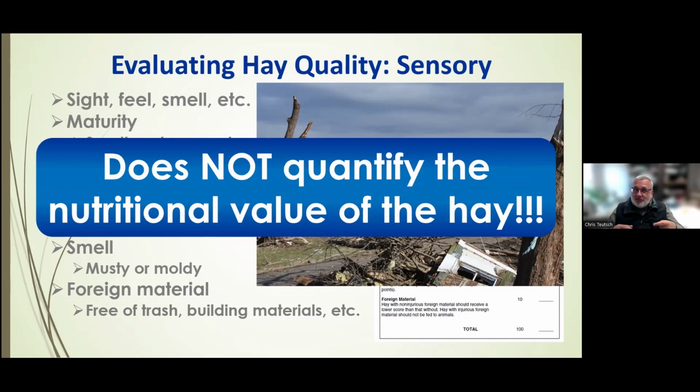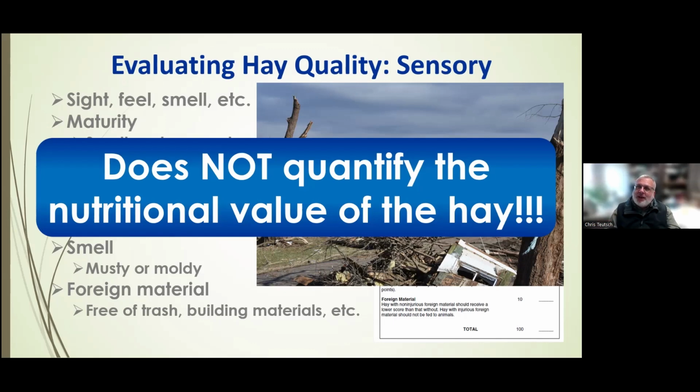Now, what a sensory method does is allow us to say, well, maybe this hay lot is better than this hay lot, but it doesn't quantify anything. It doesn't quantify the nutritional value of that hay. So it's hard to say that hay lot A has 12% crude protein and hay lot B has 7% crude protein. I may be able to say A is better than B, but I can't quantify the nutritional differences.